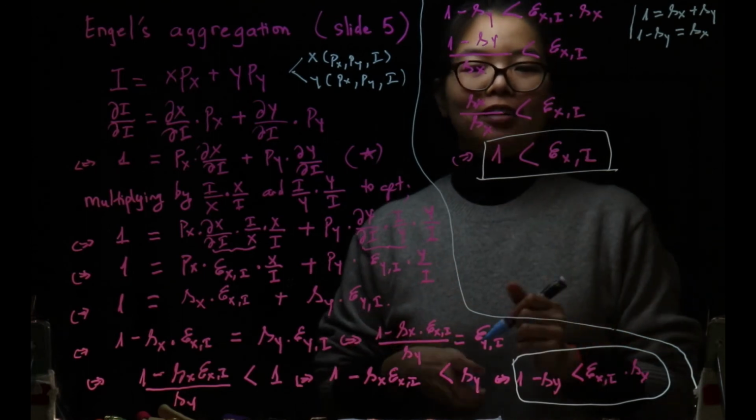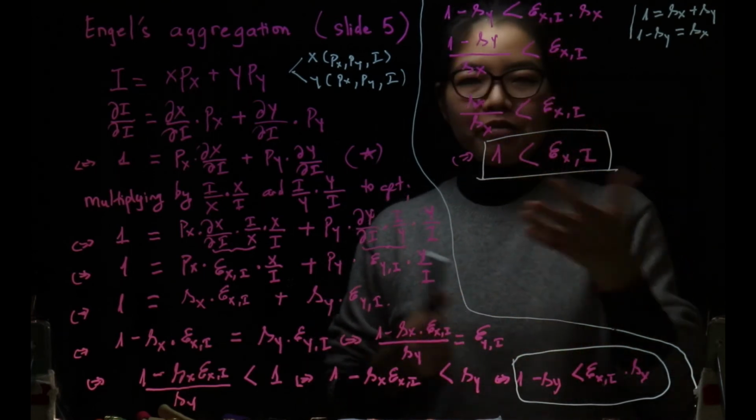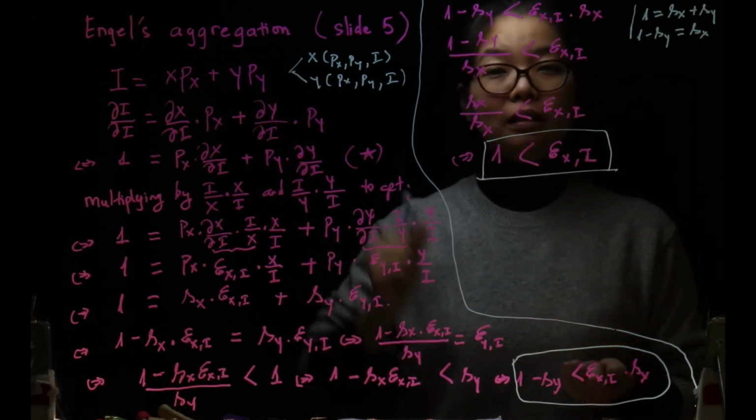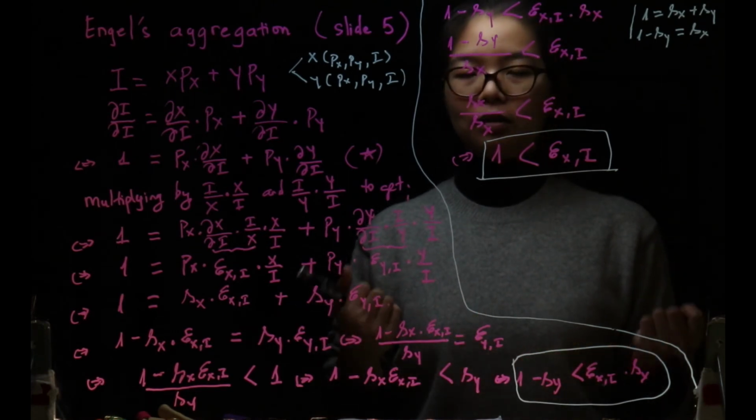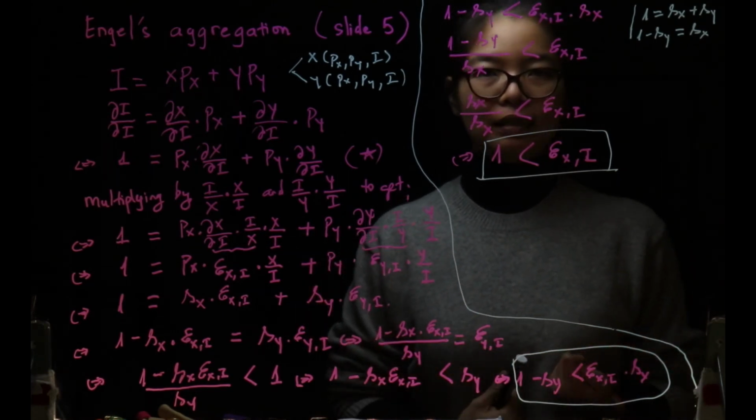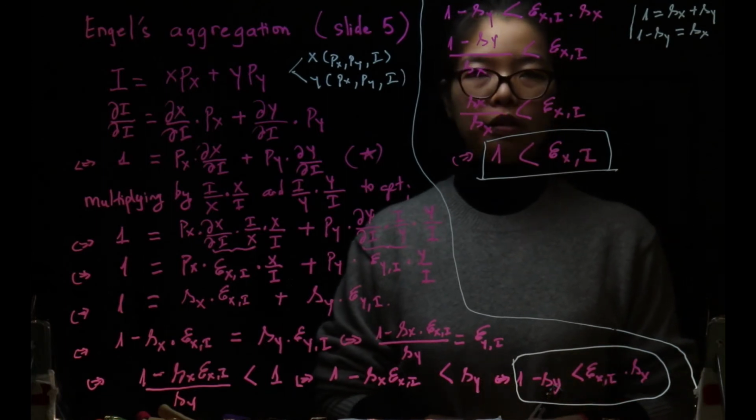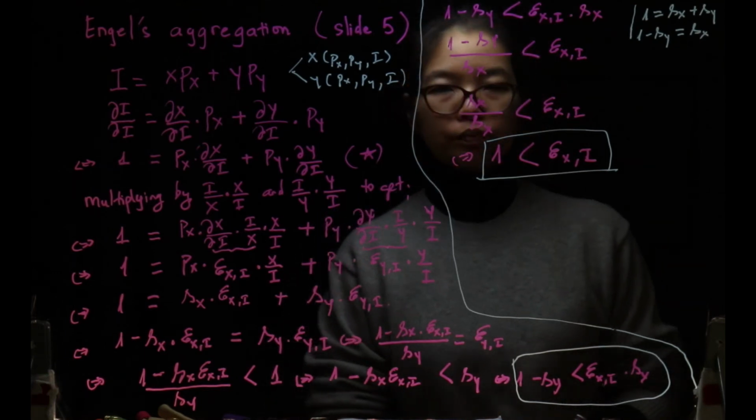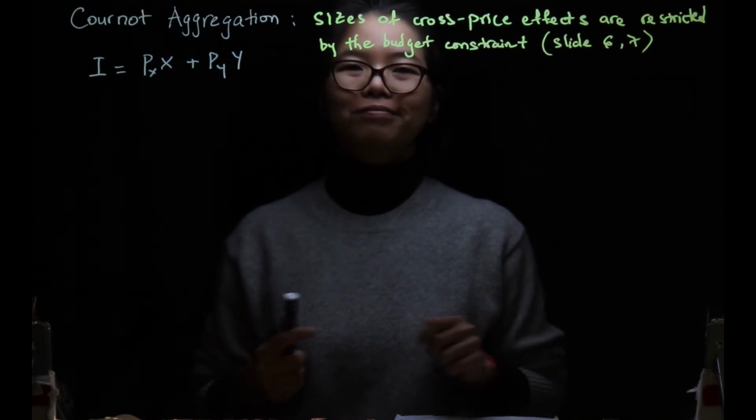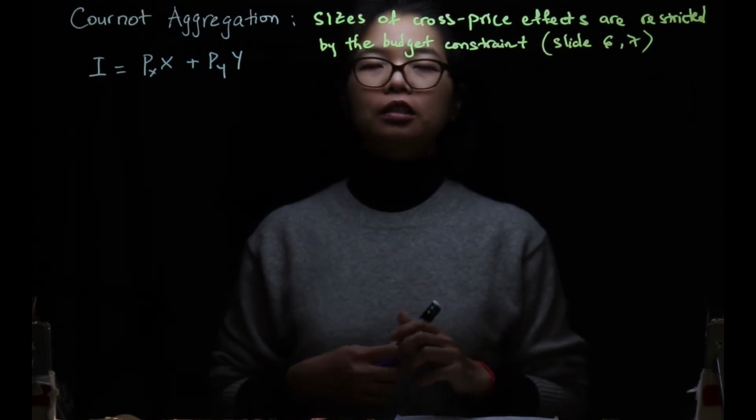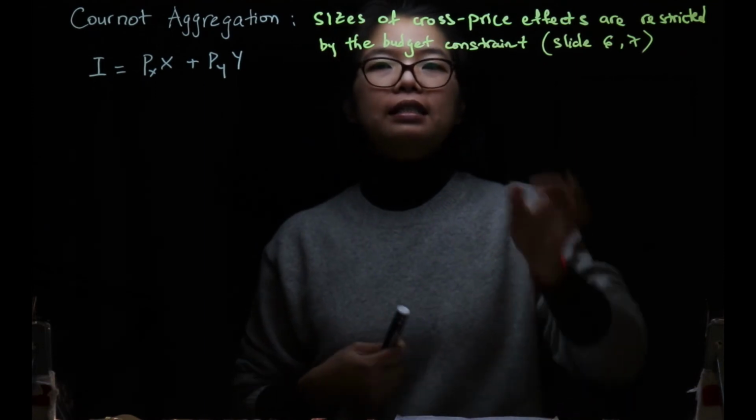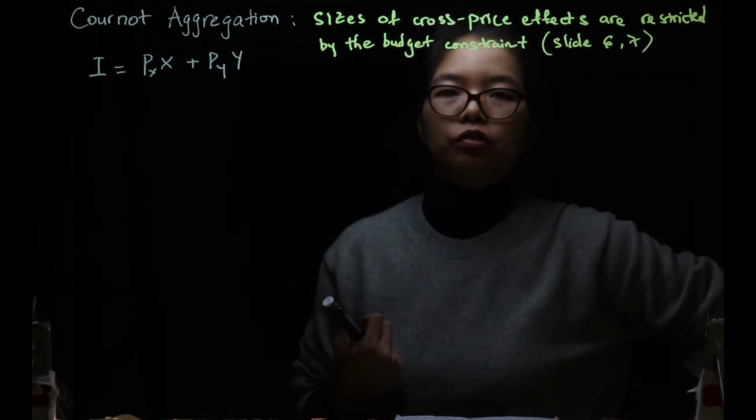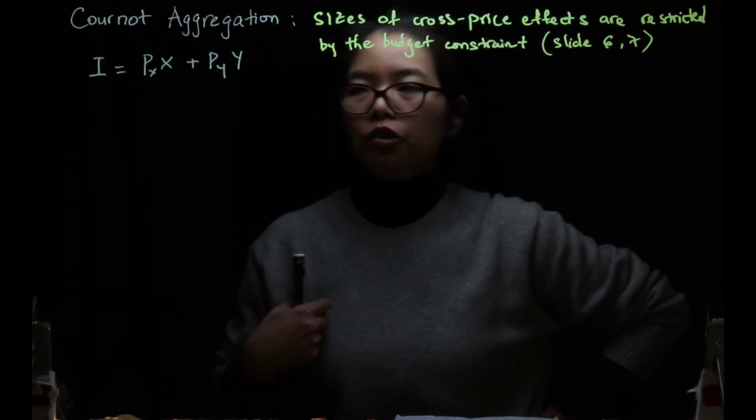So please don't ask me why we are deriving this. Now we just try to prove something that's stated by some economists and to understand why they say what they say. That is also an important part of the learning of theory. Now, the second aggregation is the Cournot aggregation, which says that the sizes of gross price effects are restricted by the budget constraint. How do we understand that? How should we prove it?